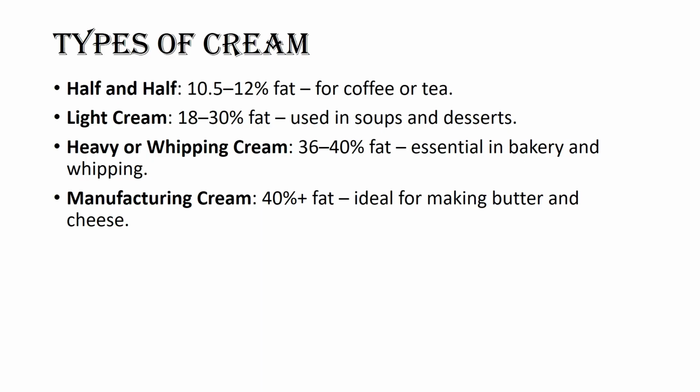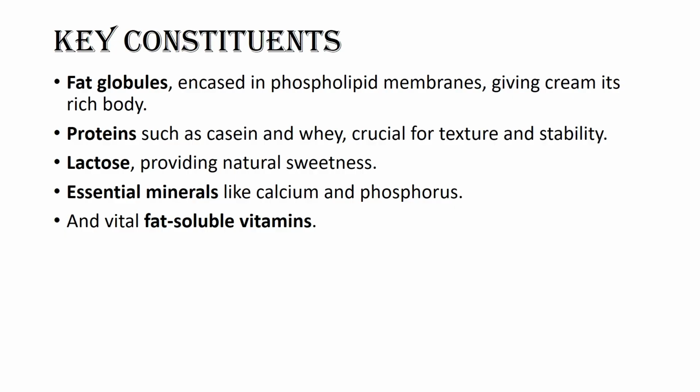Manufacturing cream has a fat content of 40% or more and is ideally suited for the production of butter and cheese. Key constituents. Key constituents include fat globules encased in phospholipid membranes, giving cream its rich body. Proteins such as casein and whey, crucial for texture and stability. Lactose, providing natural sweetness. Essential minerals like calcium and phosphorus, and vital fat-soluble vitamins.